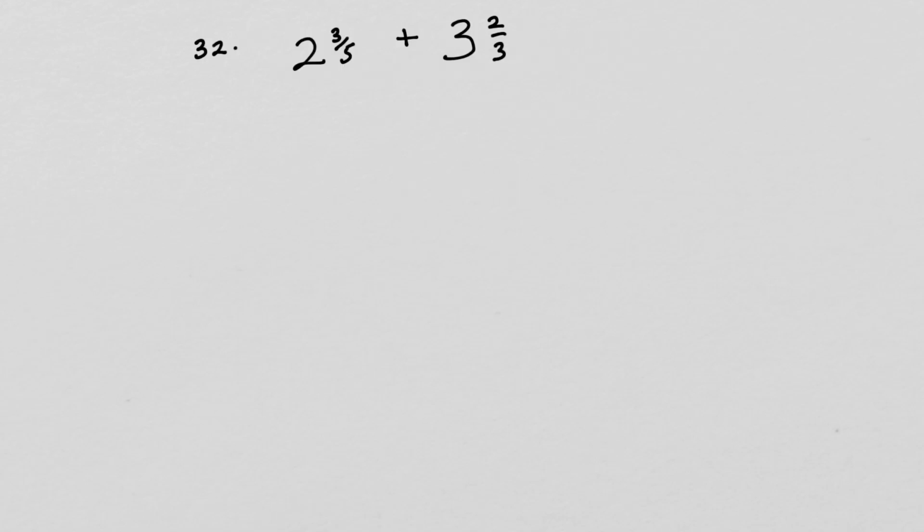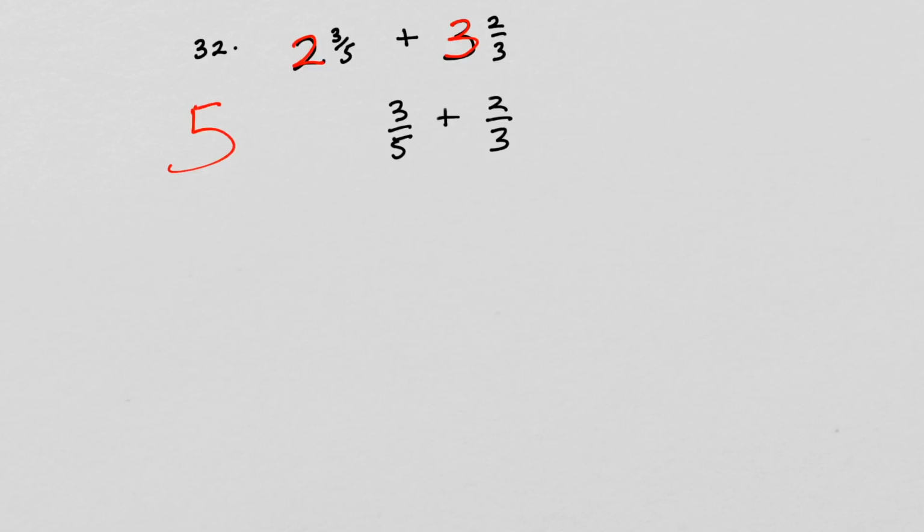Question 32. We are adding 2 whole number 3 over 5 plus 3 whole number 2 over 3. You can convert these to improper fractions and add them, but I think it will be a harder way to solve it. What I like to do first is add the whole numbers. So I have 2 plus 3 to get 5. Then I add the fractions. 3 over 5 plus 2 over 3.